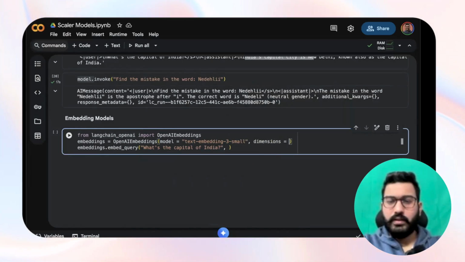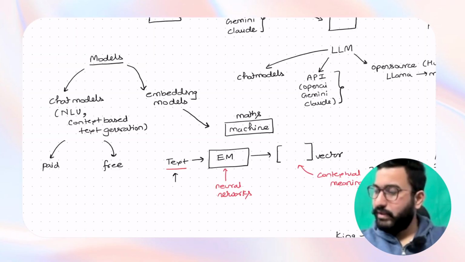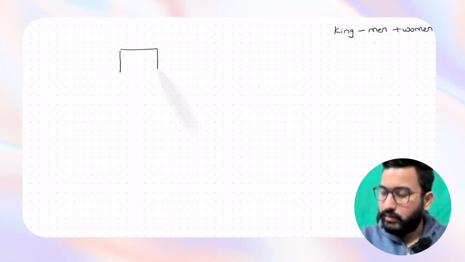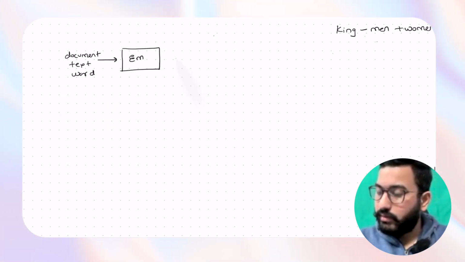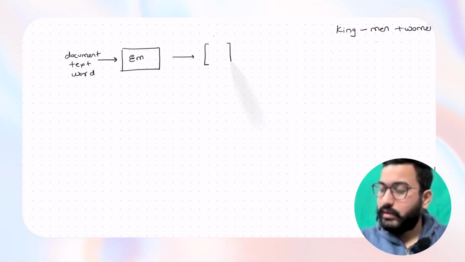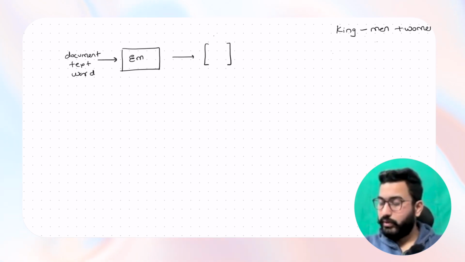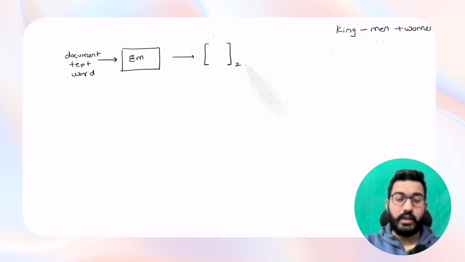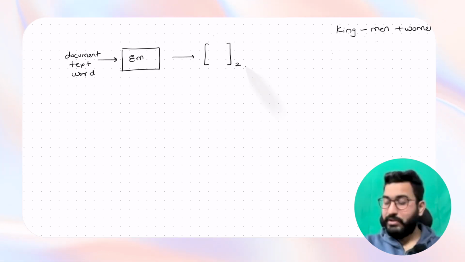Now, what is the meaning of dimension? Let me explain that part. This is your embedding model. When you provide a word or a document or a text, it returns you a vector. Now, what is the size of the vector you need in the output? Do you want a vector of, let's say, 2 dimensions, 3 dimensions, 4 dimensions, 1000 dimensions, 100 dimensions?